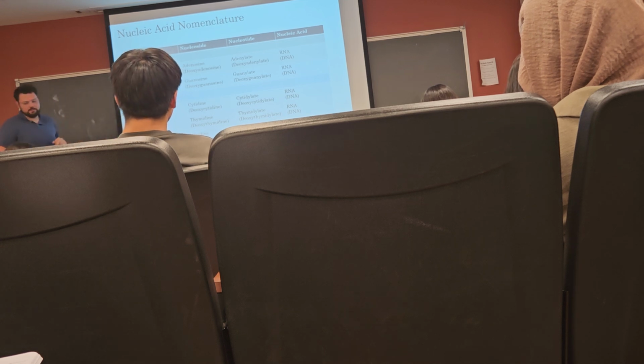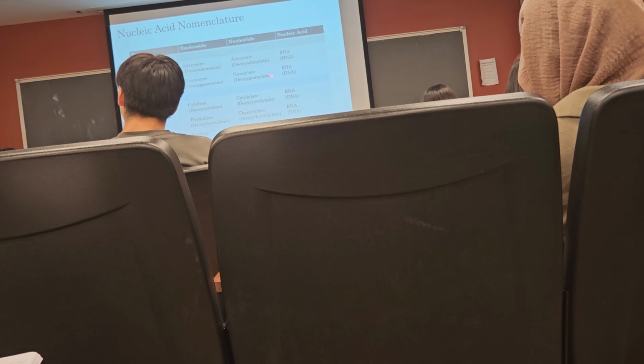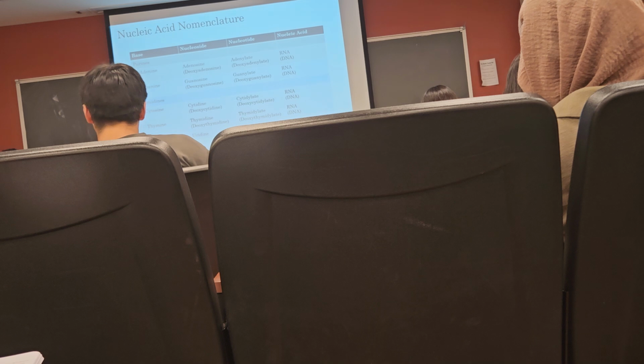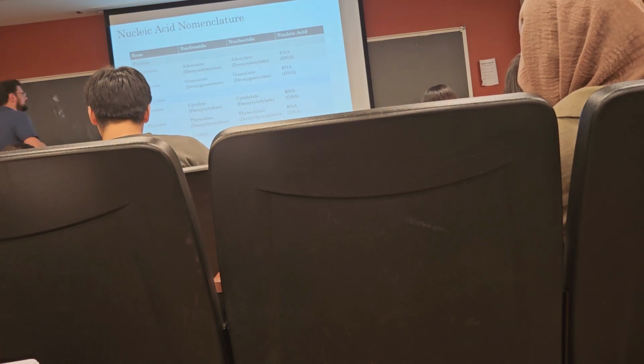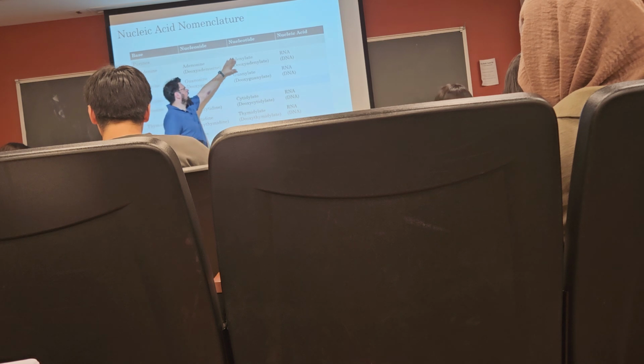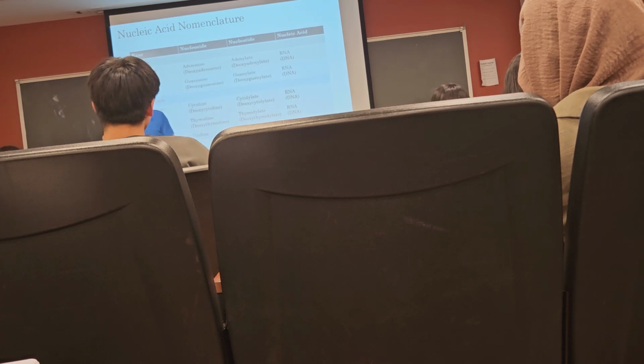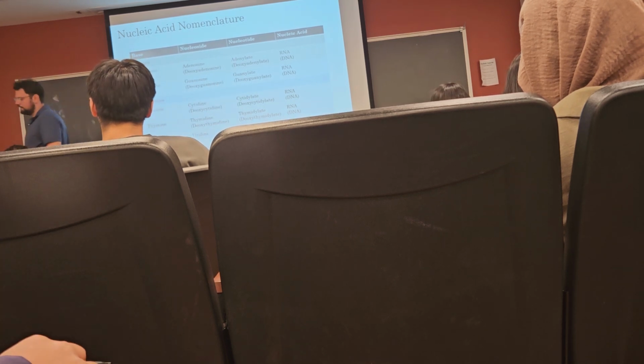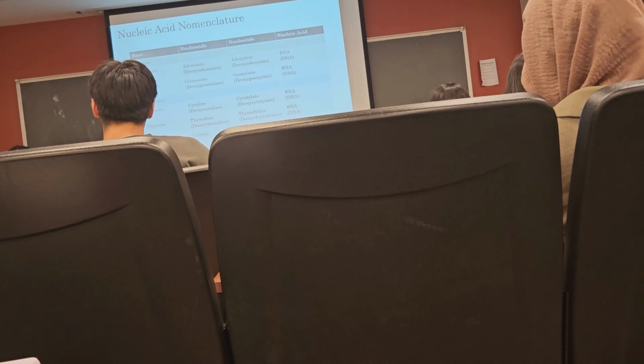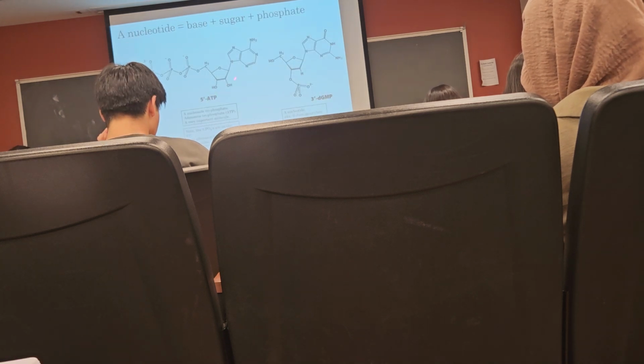A nucleotide, which includes the base, the sugar, and one or more phosphates, is called adenylate, guanylate, cytidylate, and uridylate. So they all end in late. That's a little trick to remember. Now, we very rarely refer to nucleotides by their correct name, so we wouldn't refer to ATP necessarily as adenylate.